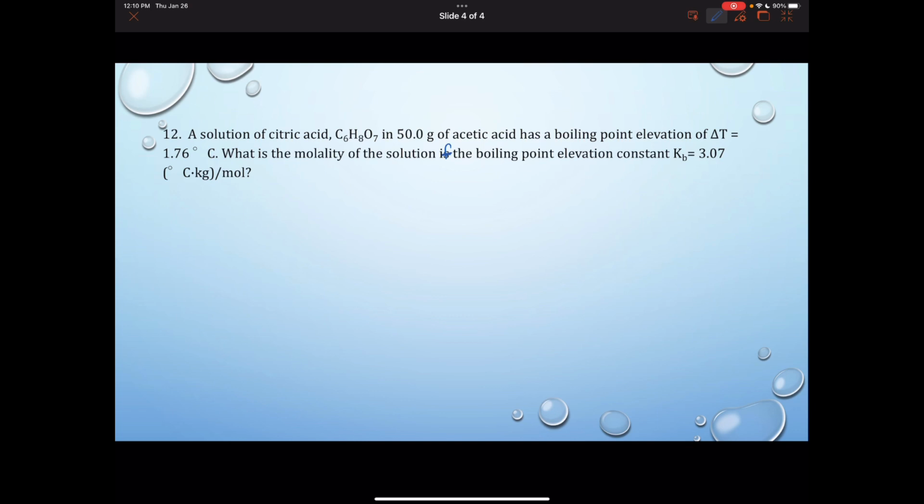So what we're going to do, we're being asked for molality. And we're given temperature change. So we know we have a relationship between molality and temperature change through the equation delta T equals K times m times i. So all we're going to do is plug in this information into our equation, and we're going to solve for our molality. So my temperature change was 1.76 degrees Celsius. My K, we're told, is 3.07 degrees Celsius per molal.